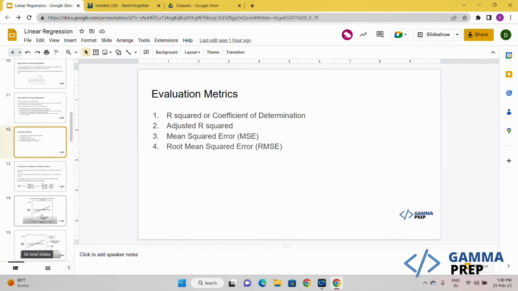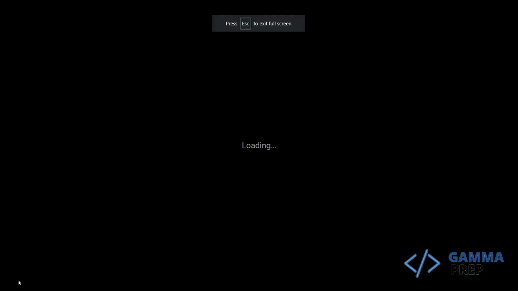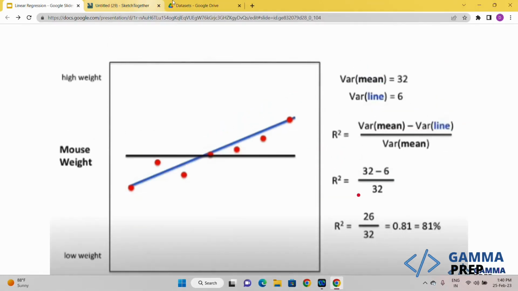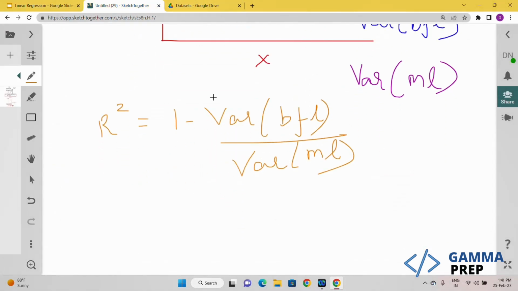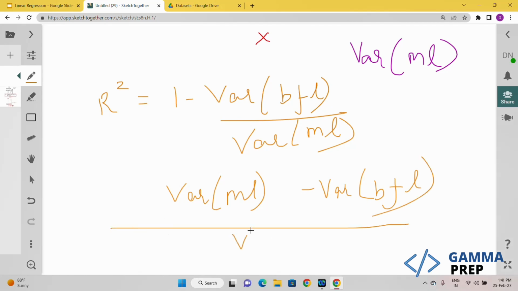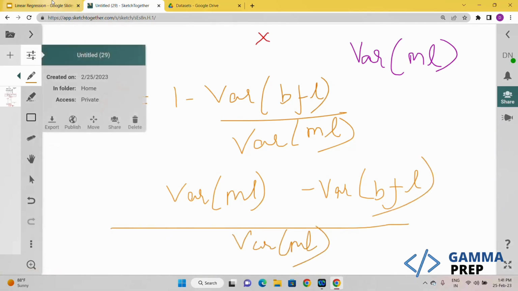Let's see an example. We have mouse size, which is on the x-axis, and we have the mouse weight, which is on the y-axis. So mouse weight depends on the mouse size. Okay, let's say this is the best fit line that I have, and this is the mean line, right? So the variance about the best fit line is 6, and the variance about the mean line is 32. Again, how can I write this? I can take the LCM, right? So it will become variance about mean line minus variance about best fit line, divided by the variance about the mean line. Okay, that's how it's written here.